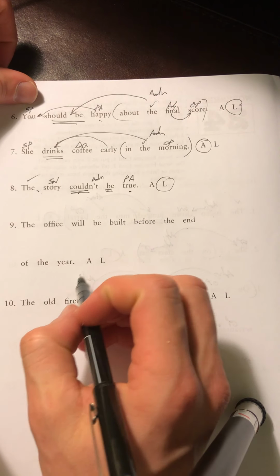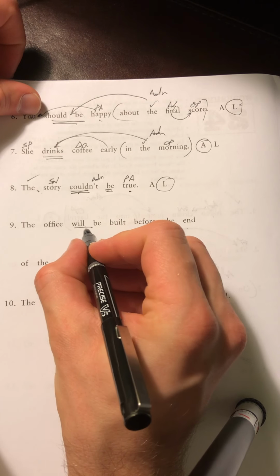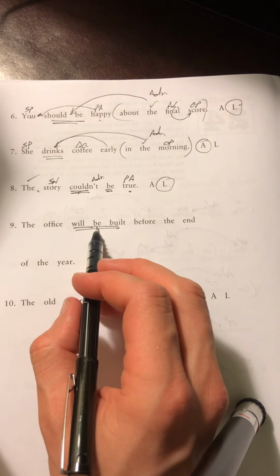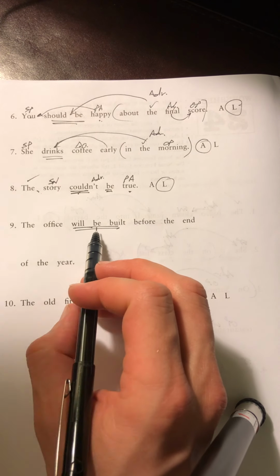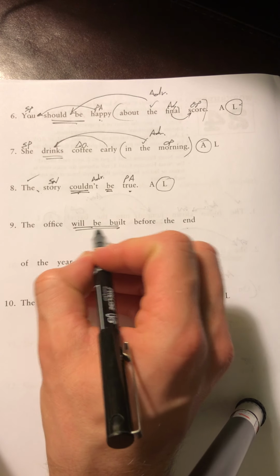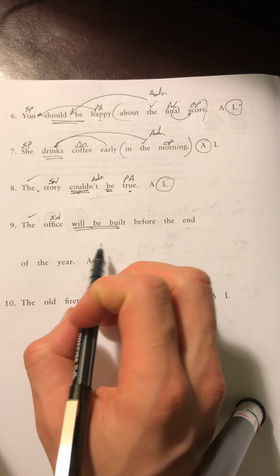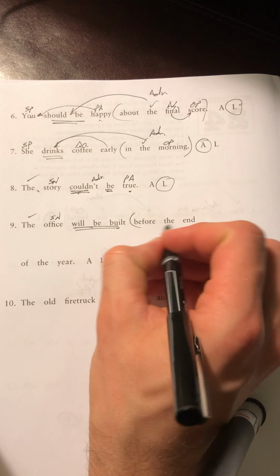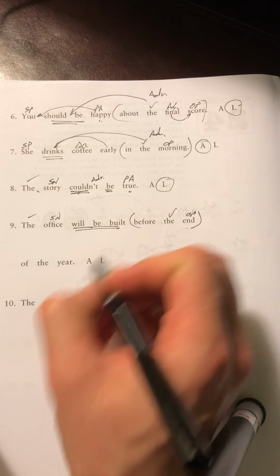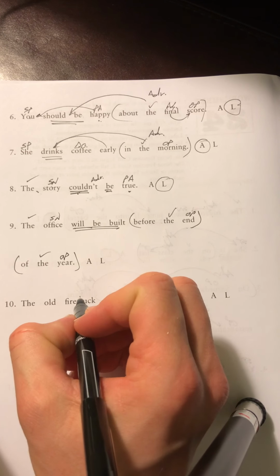The office will be built before the end of the year. Okay, so will be built. This is future and passive voice. It means someone else is doing the building to the office, right? Who or what will be built? The office will be built. Subject, noun. Okay, before the end of the year. So this here is a preposition with an article adjective in the object of the preposition. Similar here, preposition, article, adjective, object of the preposition.